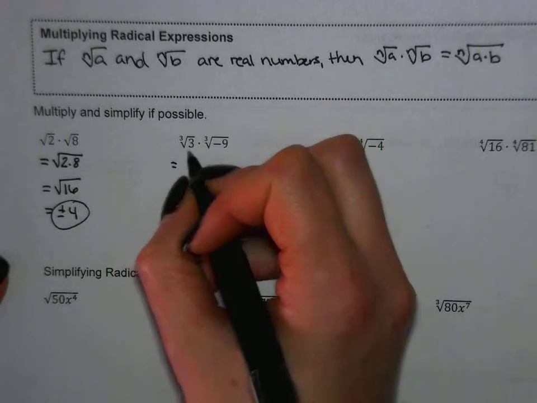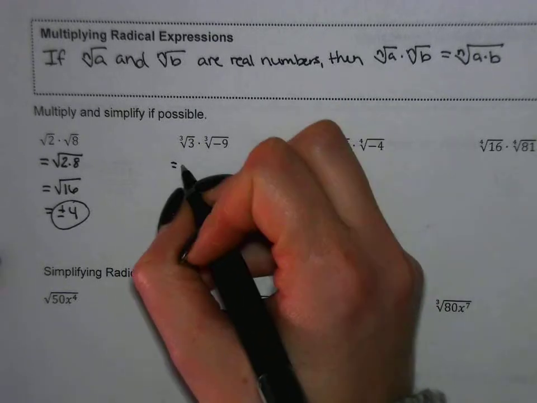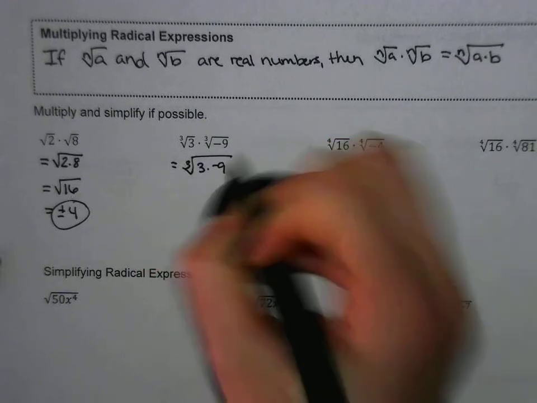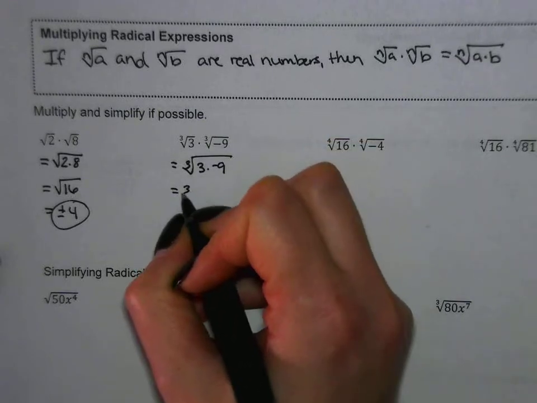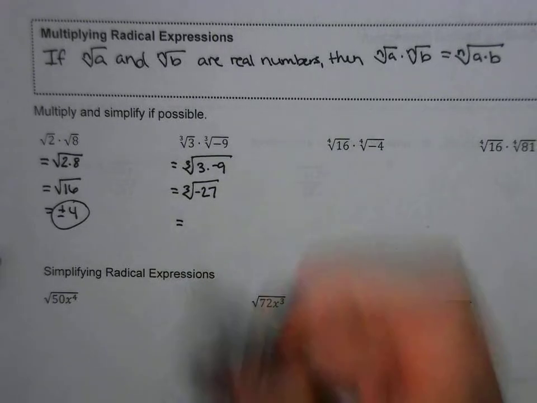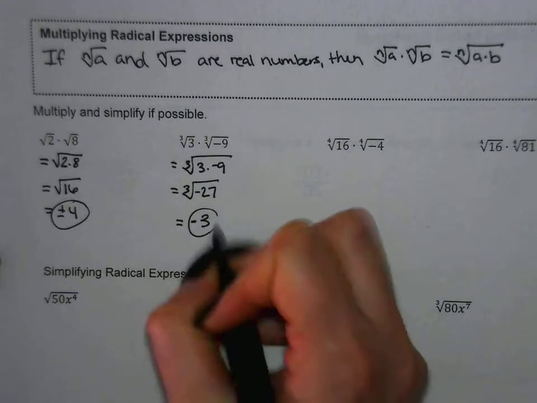So for this one, we have the cube root of 3 times the cube root of negative 9. So that equals the cube root of 3 times the negative 9. And 3 times negative 9 is negative 27. The cube root of negative 27 is negative 3.